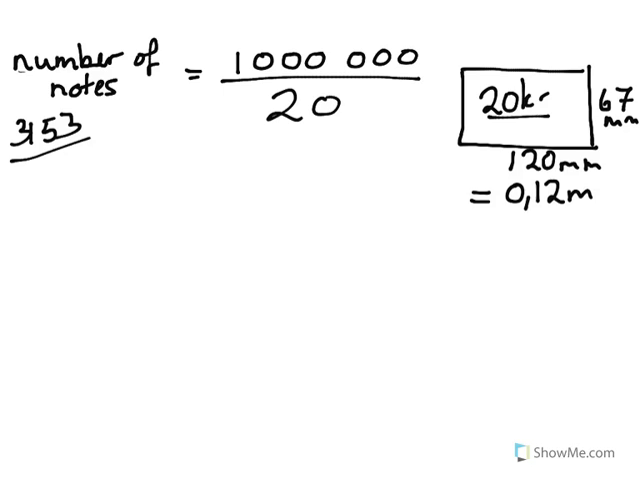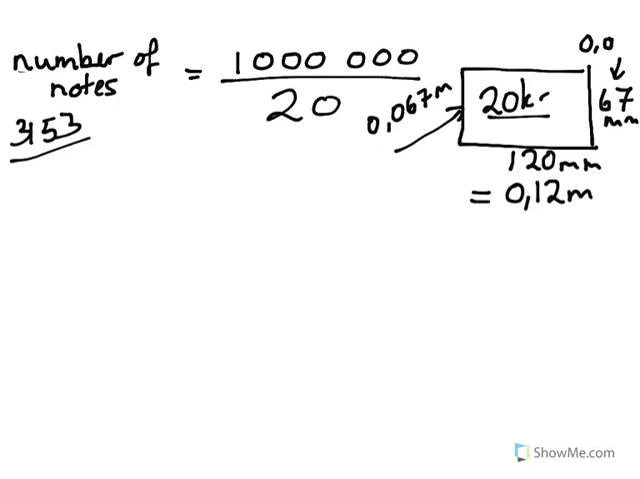0.12 meters long and 67 millimeters, 0.067, and I can't write it up there because it's too small. Let's write it here instead. 0.067 meters wide. So how many notes am I going to need to make 1,000,000 kronas in 20 krona notes?